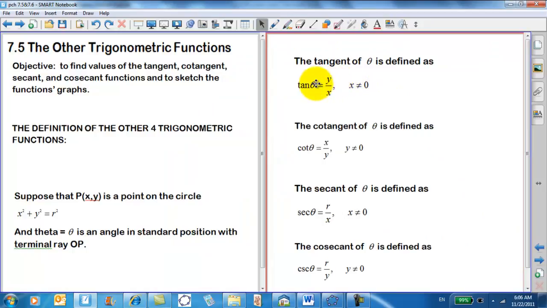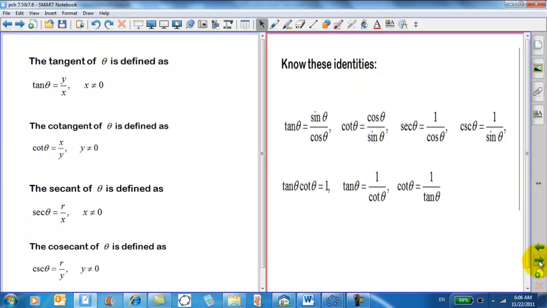But now the tangent is y over x, the cotangent is x over y, the secant is r over x, and the cosecant is r over y. One thing I want to point out is that we have some restrictions that we didn't have before. Before we were always dividing by r, and r was always a distance from the origin, so we never had to worry about this undefined possibility. So there are some times when these other four trig functions are undefined, and we'll see those in the graph.